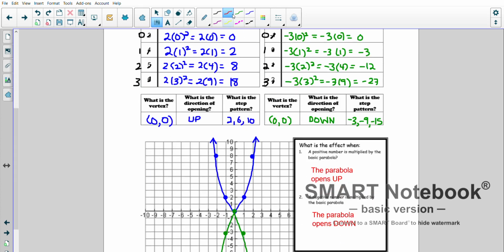Now, it kind of looks like the basic parabola. You might say, well, that looks exactly like the basic parabola. But if I put the basic parabola back on this, you'll notice it looks a little bit different. The basic parabola is actually a little bit wider.